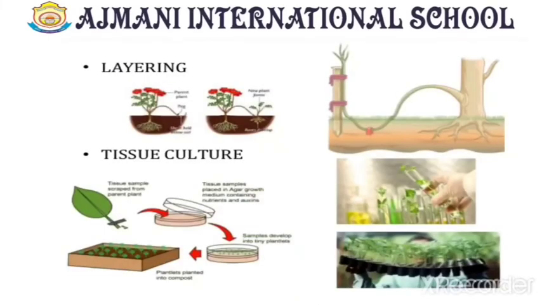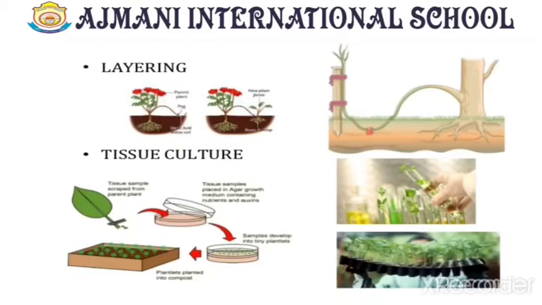The next method is called layering. In this method, a mature branch of the parent plant is bent down and covered with soil. The tip of the branch is kept above the ground. It is also done by removing the outer layer of the bark of a branch, covering it with moist soil and wrapping it with a plastic sheet.